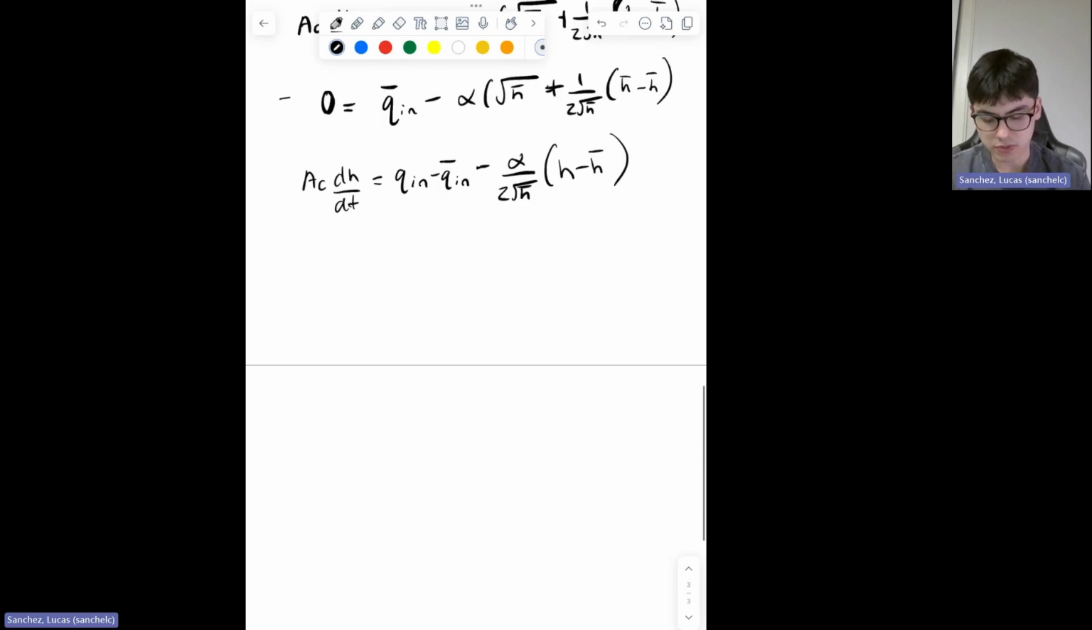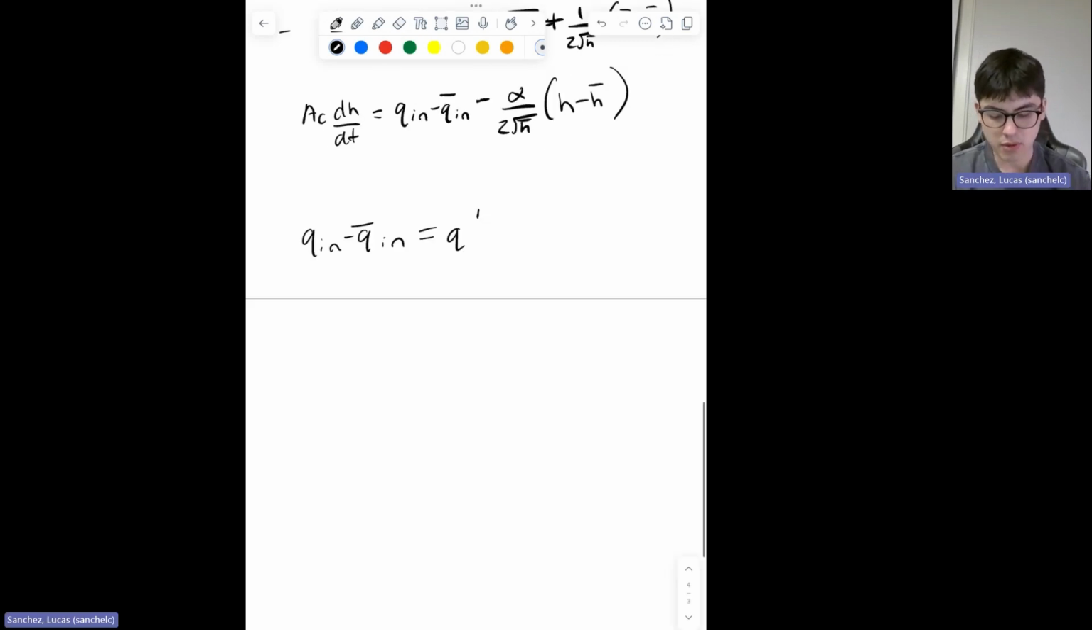So when we have these terms Q in minus Q bar in, that's equal to Q prime. And then we'll have h minus h bar, which is going to be equal to h prime. So when we look at these values with respect to the initial values, the bar values, these are our deviation variables, Q prime and h prime. So those are our deviation variables.